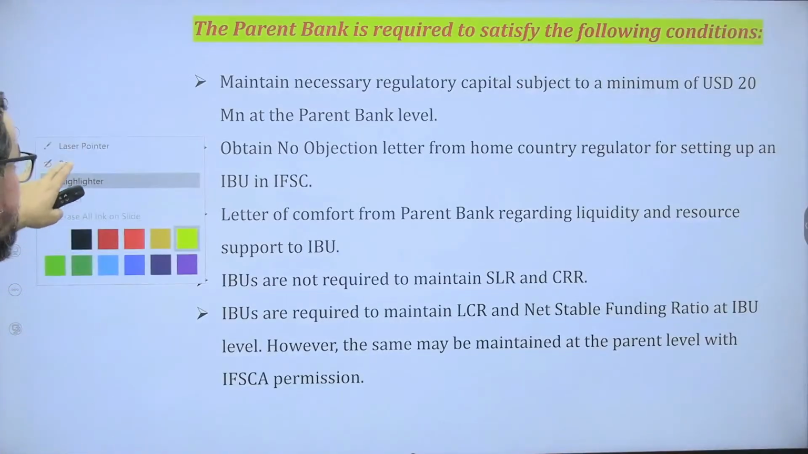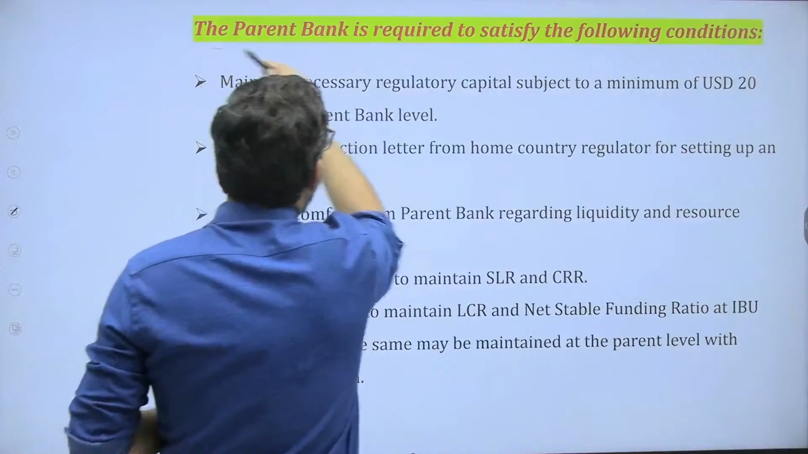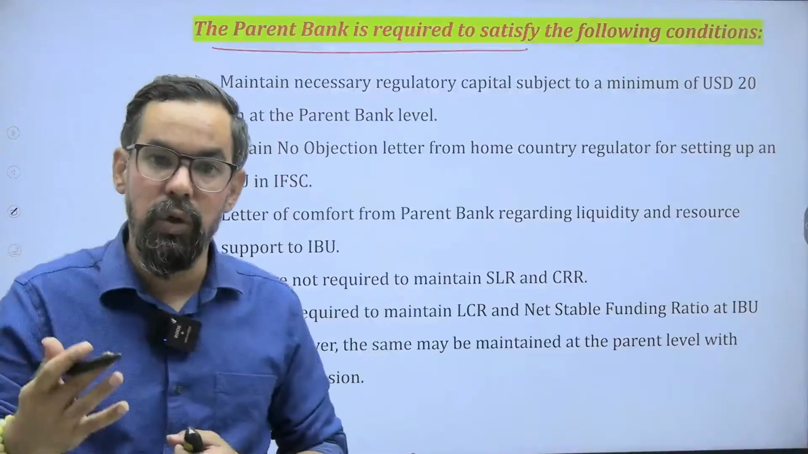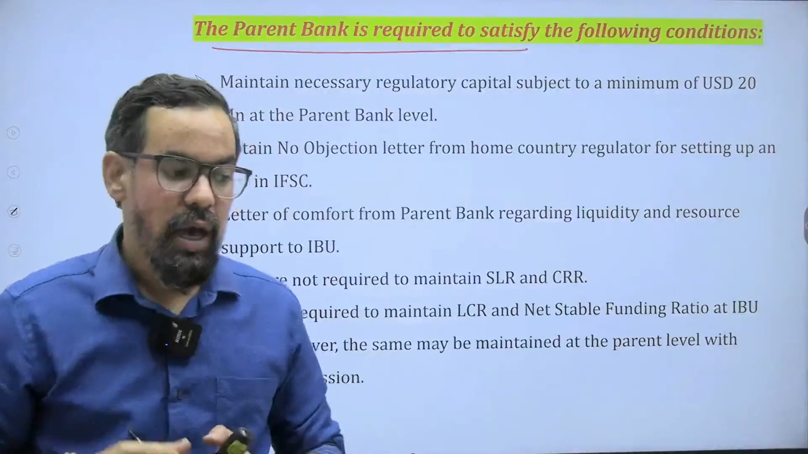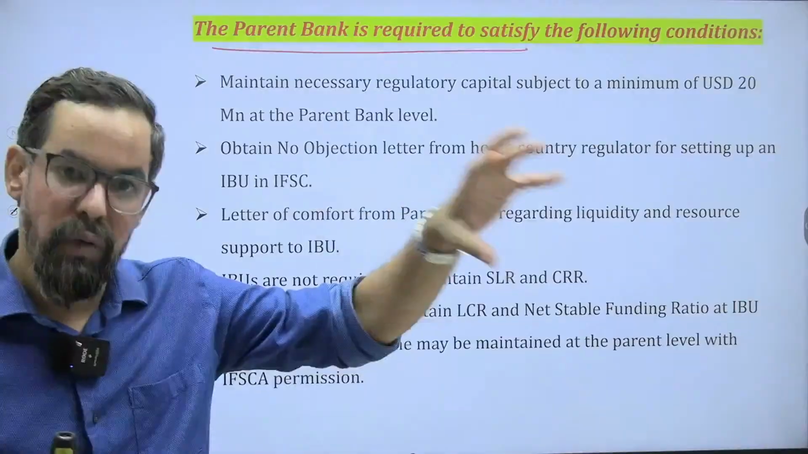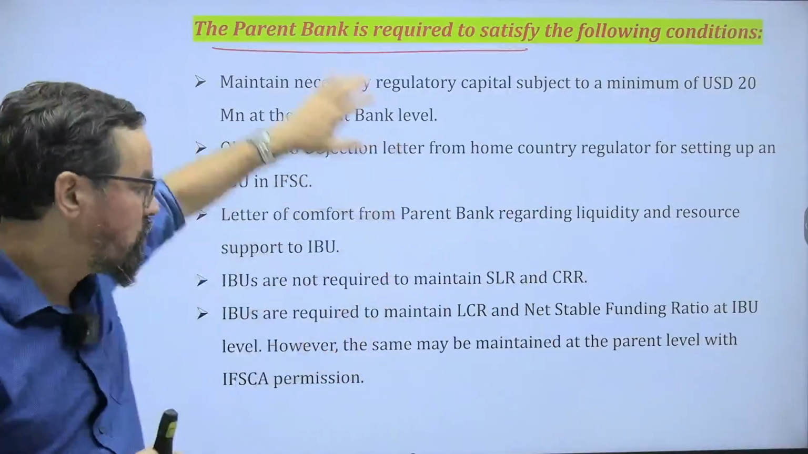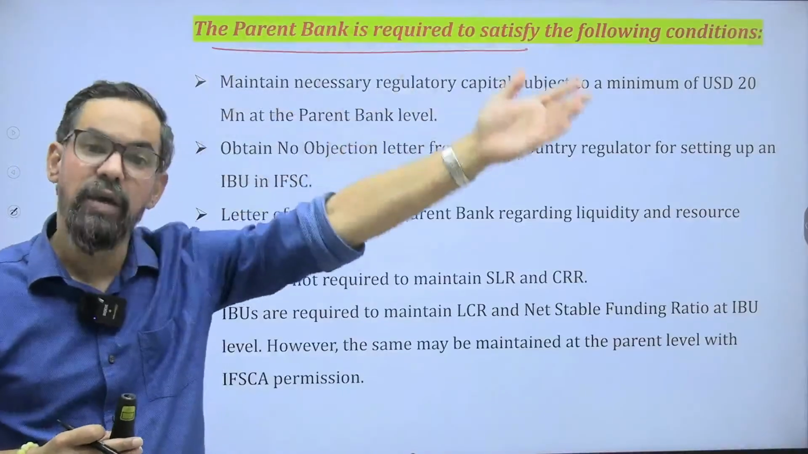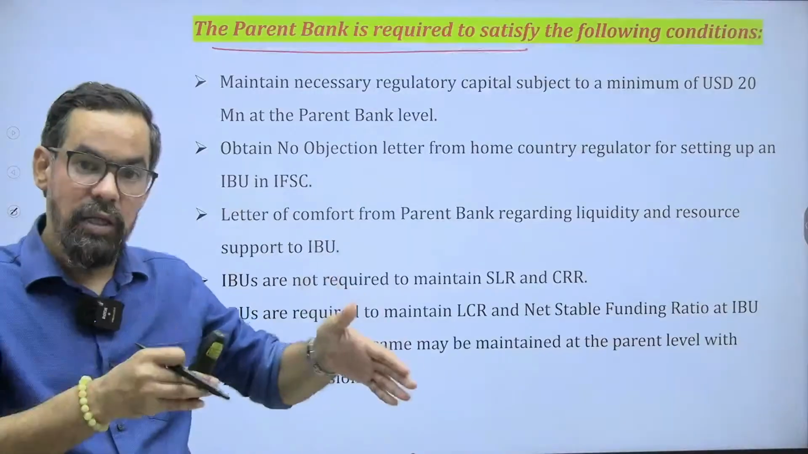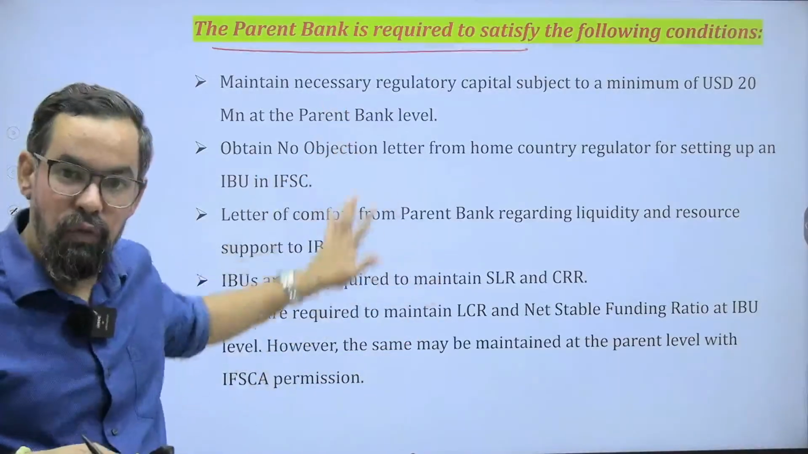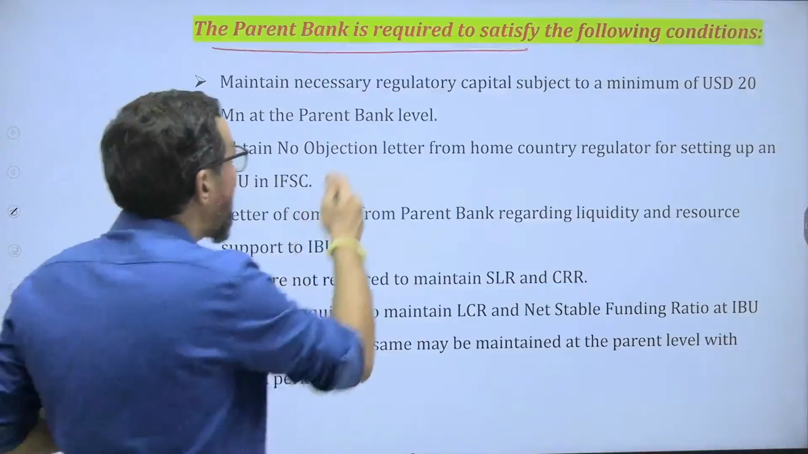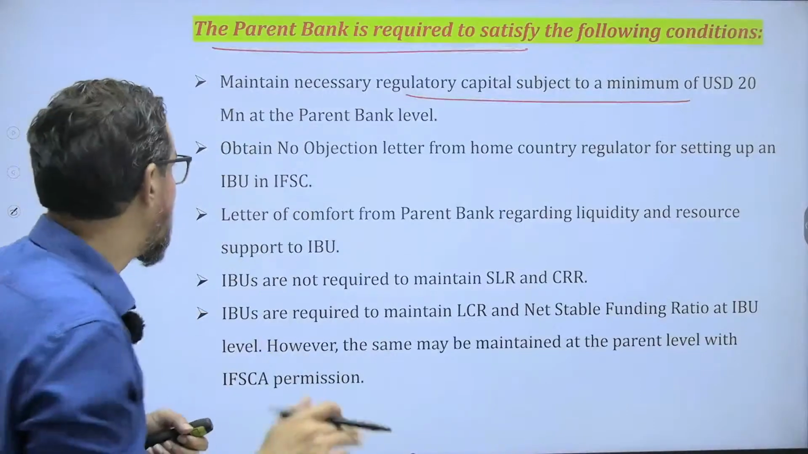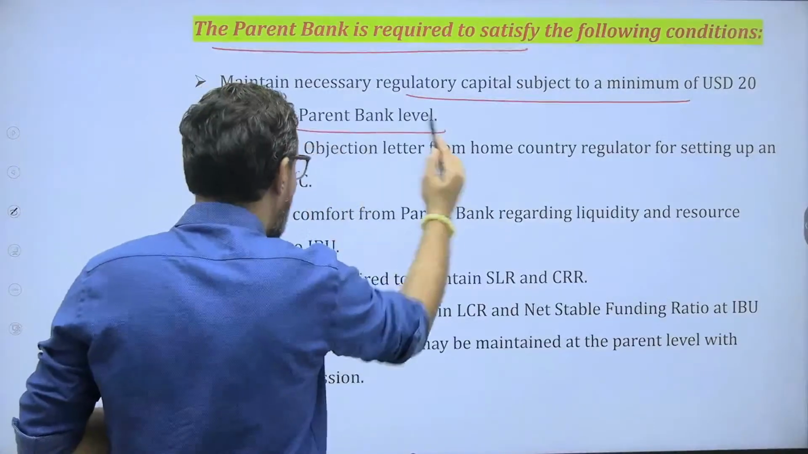Please pay your attention, guys. The parent bank is required to satisfy the following conditions while opening an IBU at IFSCA. Okay? So let's say as SBI, if you are opening one branch at IFSCA, you have to maintain these particular guidelines. Any XYZ bank from some ABC country, if they are opening one branch at IFSCA, they have to follow these particular guidelines. Guidelines: maintain necessary regulatory capital subject to a minimum of 20 million US dollars. Okay? So this is the first requirement at parent bank level.